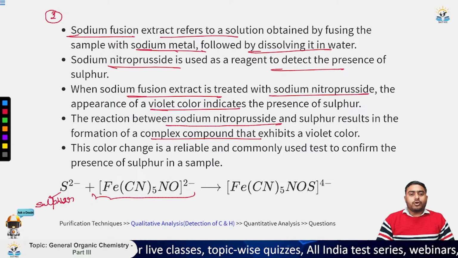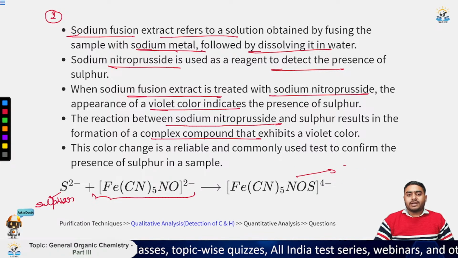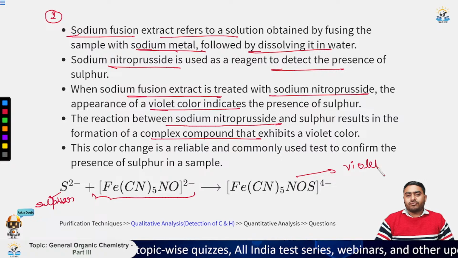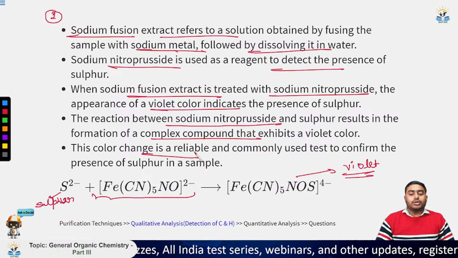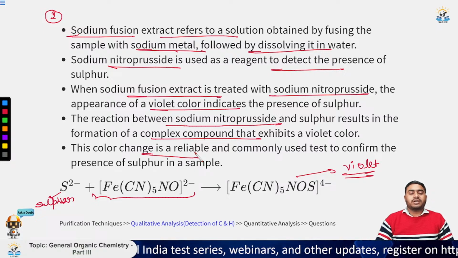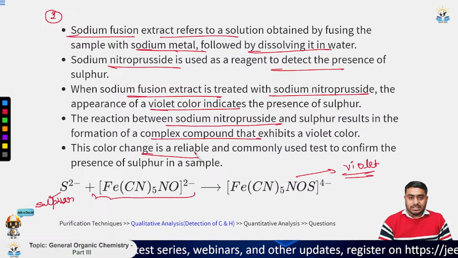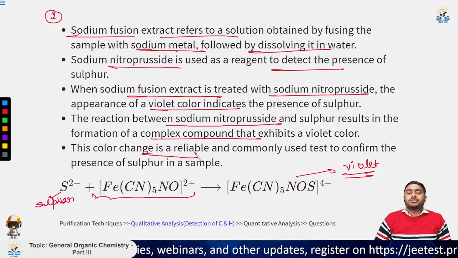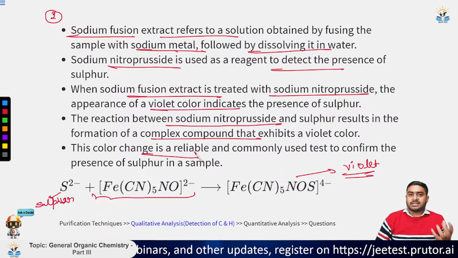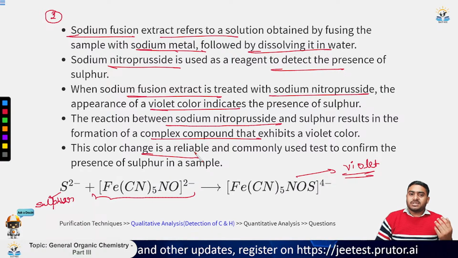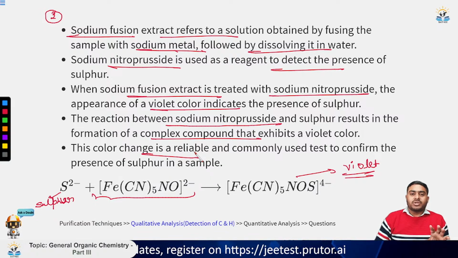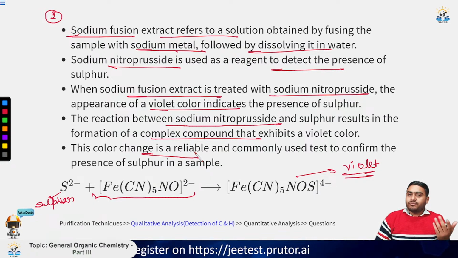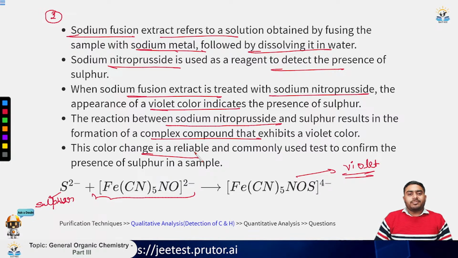Sulfide results in the formation of a complex compound that exhibits a violet color. This color change is a reliable and commonly used test to confirm the presence of sulfur in a sample. Again, I am repeating the steps. First, take the sodium fusion extract, a solution obtained by fusing the sample with sodium metal and dissolving it in water. Then sodium nitroprusside is used as a reagent to detect the presence of sulfur.